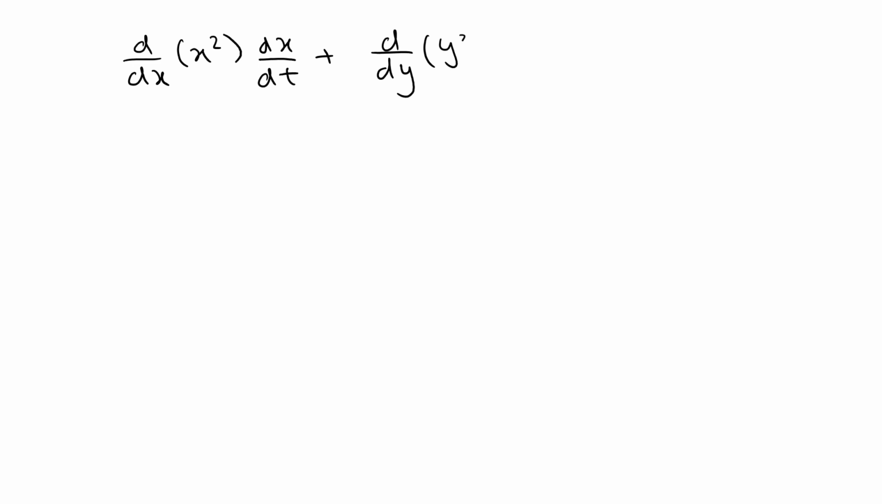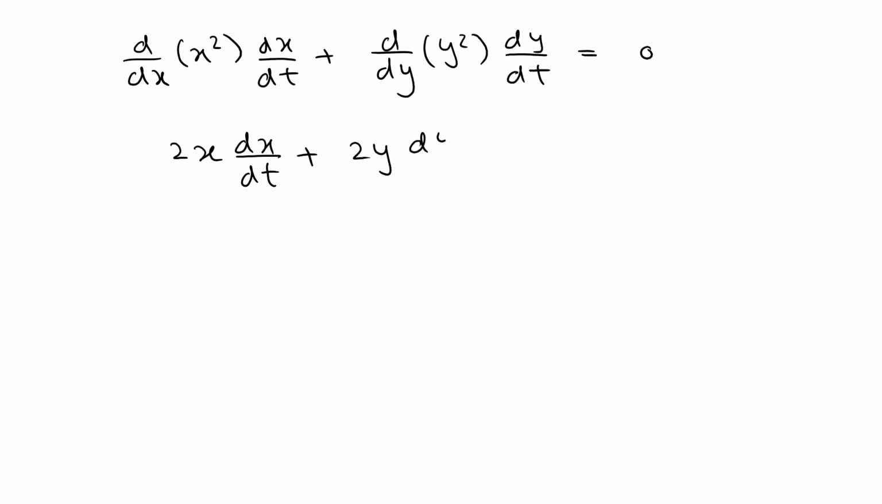First we take the derivative with respect to x and then multiply by dx over dt, that's the chain rule part, plus the second term, we take the derivative with respect to y and then multiply by dy over dt. And the other side is a constant, so the derivative is 0. That's what you get. And then we can simplify this. You can see that it's 2x dx over dt, or you can write x prime here, and then 2y dy over dt is equal to 0.